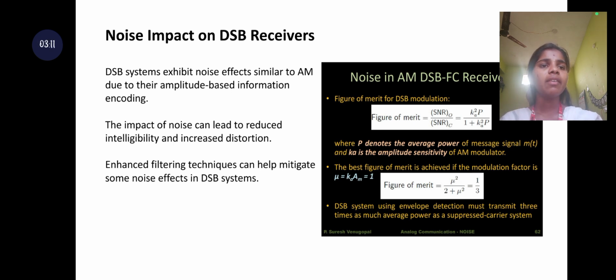Figure of merit for DSB modulation. SNR output is SNR_C times k square by 1 plus k square, times A into P, where P denotes the average power of the message signal, m(t), and Ka is the amplitude sensitivity of the amplitude modulator.